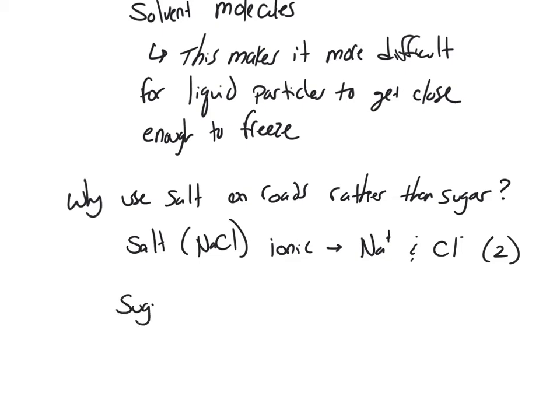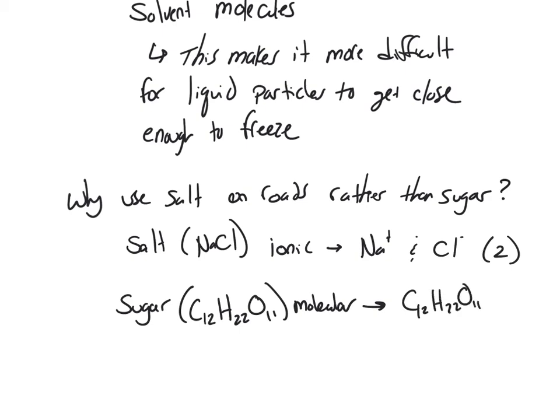Sugar is a molecular compound. You may not know the chemical formula, C12H22O11. This is molecular. It does not break apart. As all molecular compounds do, it stays intact, so you only get one particle. So if you put down an equal amount of salt and sugar, salt will have double the effect at lowering the freezing point. So you really don't need to use as much salt as you do sugar.